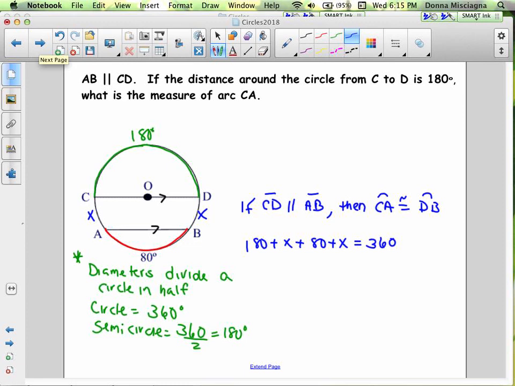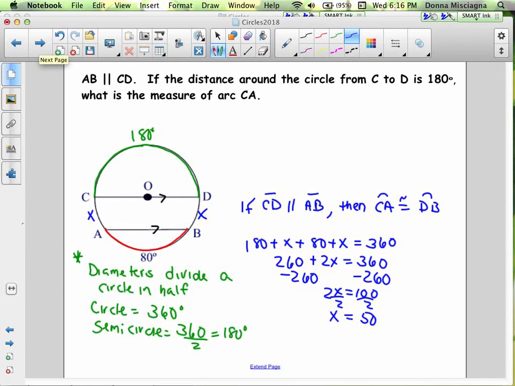So let's add our like terms together. 180 plus 80 would be 260. X plus X is 2X. Let's subtract 260 from both sides. That gives us 2X equals 100. Divide that 100 by 2, and X is 50 degrees. And notice that 180 plus 80 plus 50 plus 50 add up to 360 degrees.